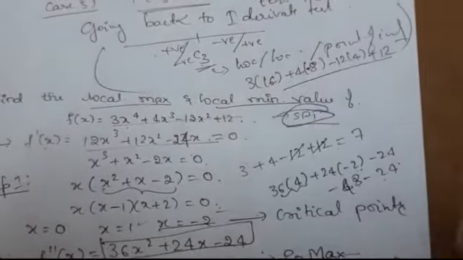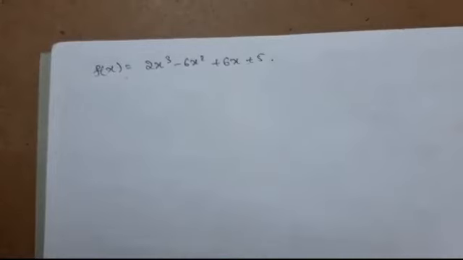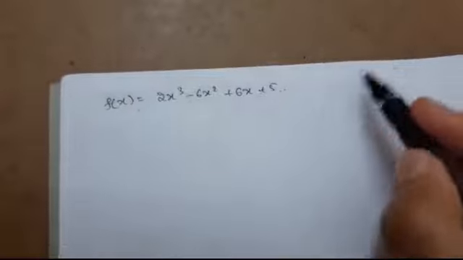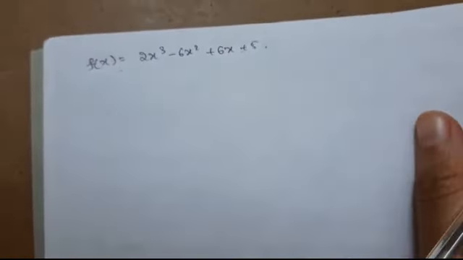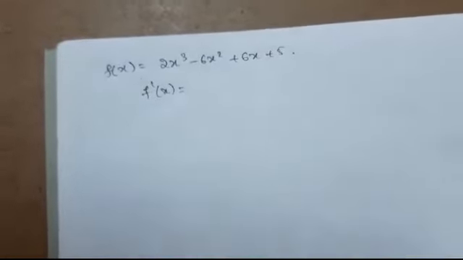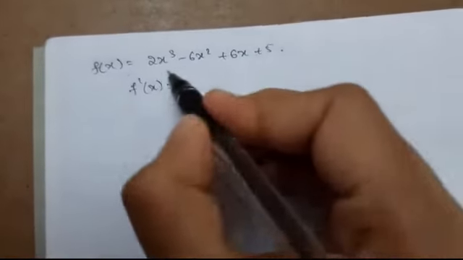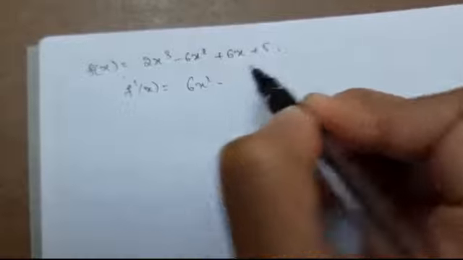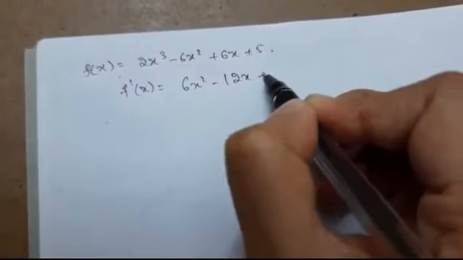So here is another question where we need to find the local maxima and local minima. So the first thing is we need to find our f dash of x. What is that f dash of x here? 6x square minus 12x plus 6.